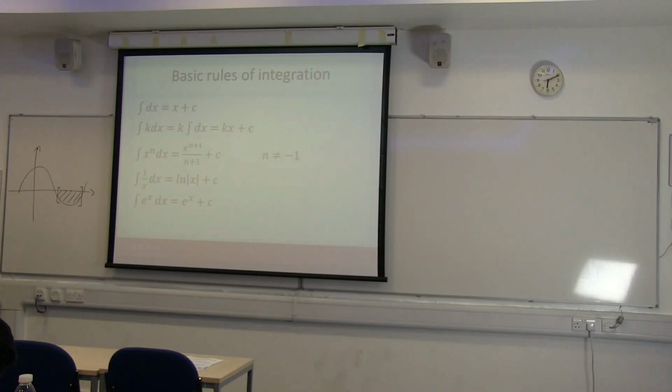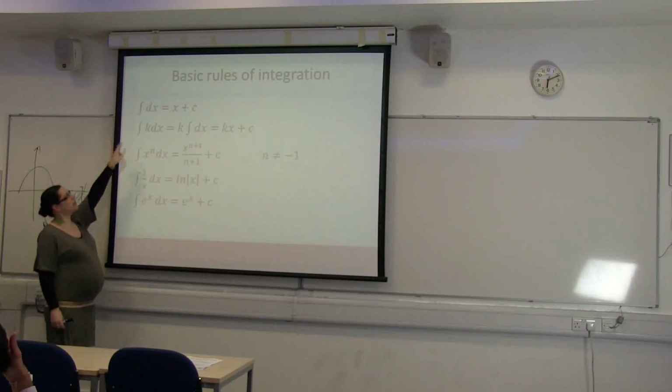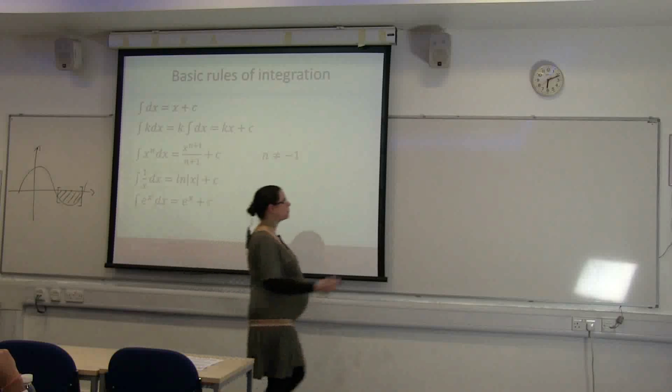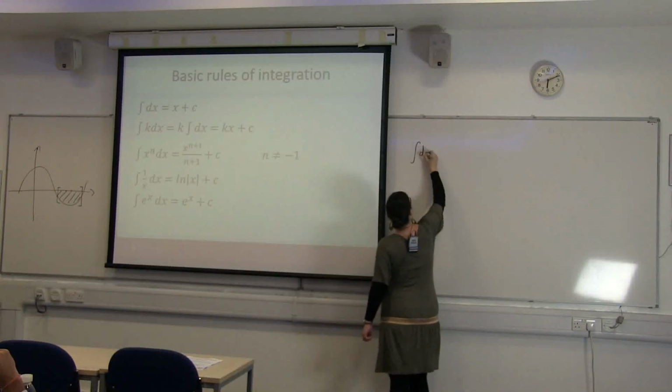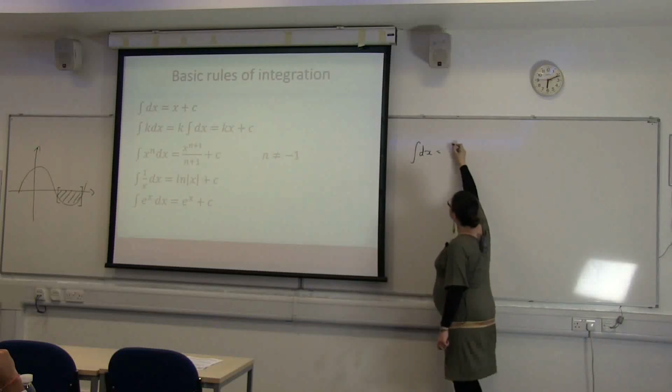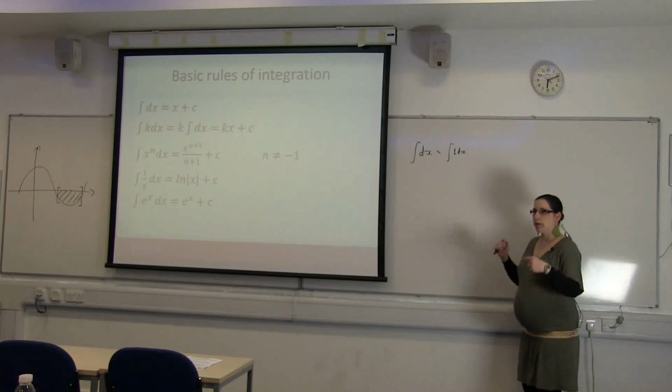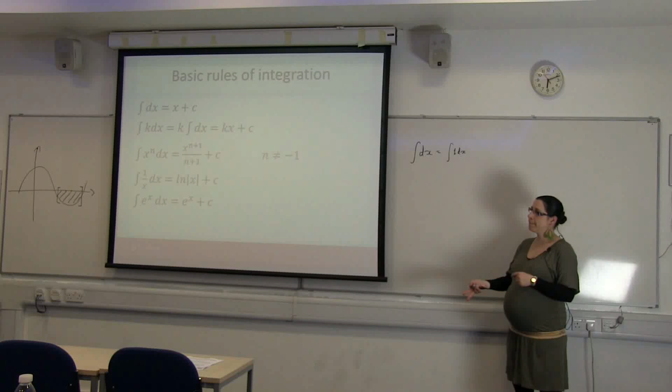Okay, so the basic rules of integration. This is what you need to know by heart to be able to attempt any kind of integration problem. But thankfully, those are very similar to the derivative rules. So you just have to sort of think backwards. So the integral of dx, what does that actually mean? The integral of dx is basically integrating 1 with respect to x. But what was the function whose derivative gives you 1?